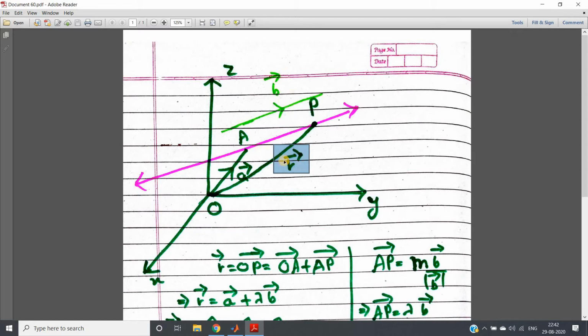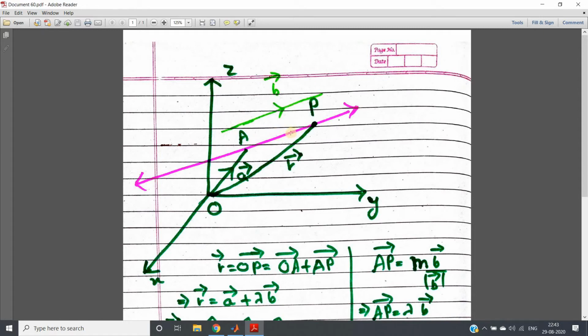Our intention is to calculate the expression for this r vector, the position vector for point P, which is an arbitrary point on this straight line. Now apply this simple vector formula. R vector, which is OP vector, is nothing but OA vector plus AP vector, from the law of triangle. That's what I have written here. Now what is AP vector? That is from A to P. What is the value, direction and magnitude?